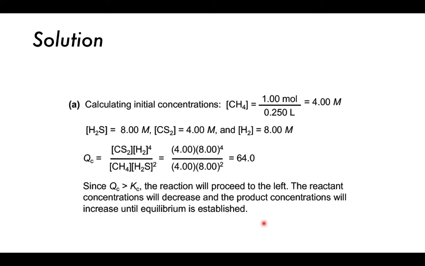So Qc is then going to be equal to products over reactants. So we fill in the values that we have for the different concentrations and we get a Qc value of 64. Now, since Qc is much larger than Kc, the reaction will proceed to the left. And so the reactant concentrations decrease and the product concentrations will increase until equilibrium is established.